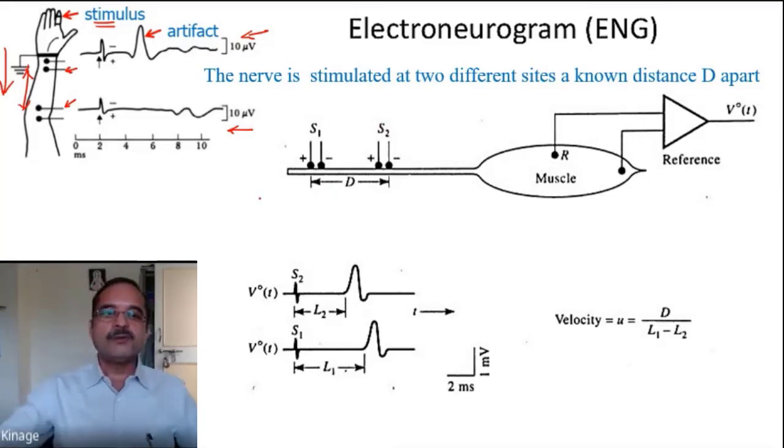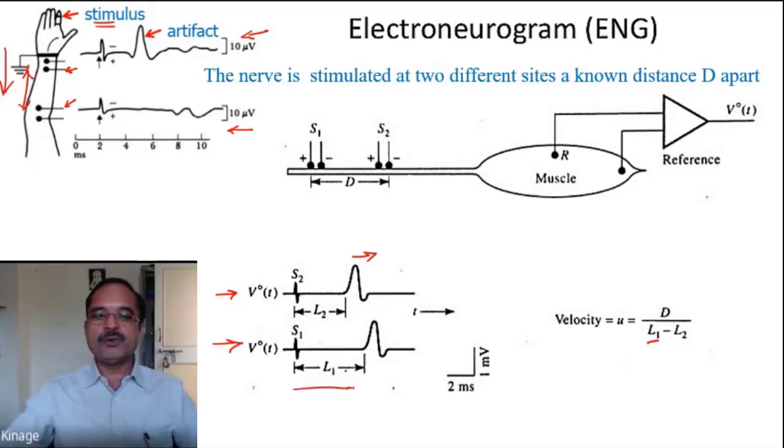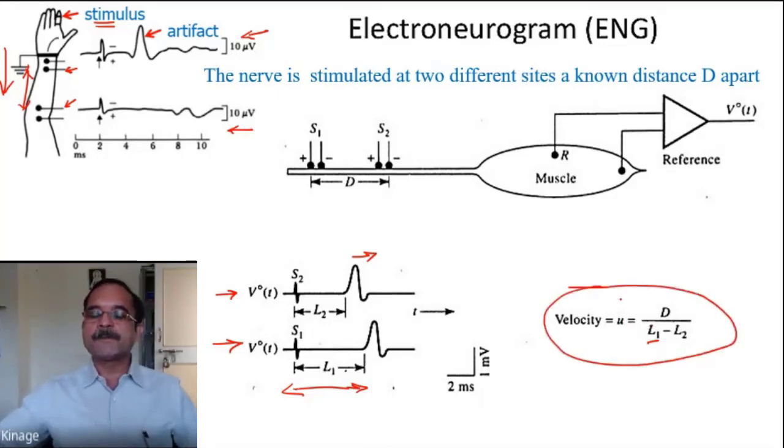Okay, so we measure these voltages. For example, this is the waveform at point S1. This is the waveform at point S2. And this is the pulse which is traveling in this direction. Okay. So we measure this length L1, and we measure this length L2. So d upon L1 minus L2 gives us this velocity. So d is the distance between these electrodes.